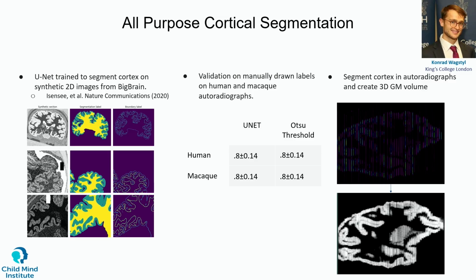There is a mistake there for some reason. The dice scores there should be 0.93 for the human and 0.91 for the macaque. I don't know what happened there. In any case, that is to say that it generalizes very well to actual data from autoradiographs and even generalizes to new species that it's never seen before.